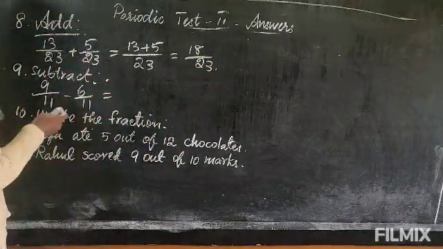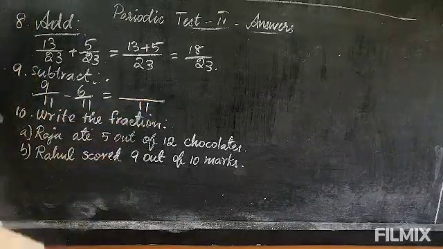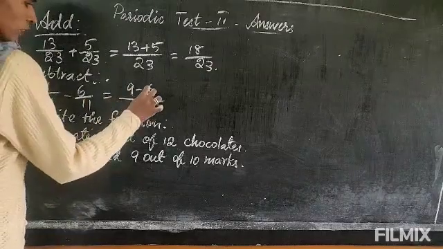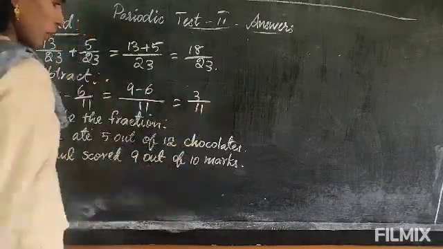Next one, in subtraction also same thing. The denominator must be the same. Here the denominator is the same, so no need to worry. Write the denominator as common and take the numerator. 9 minus 6. 9 minus 6 is 3. So the answer is 3 by 11.